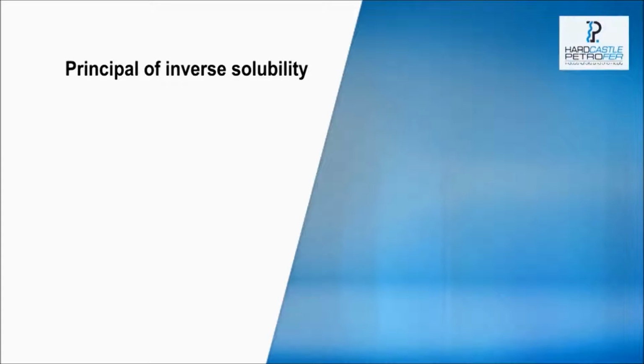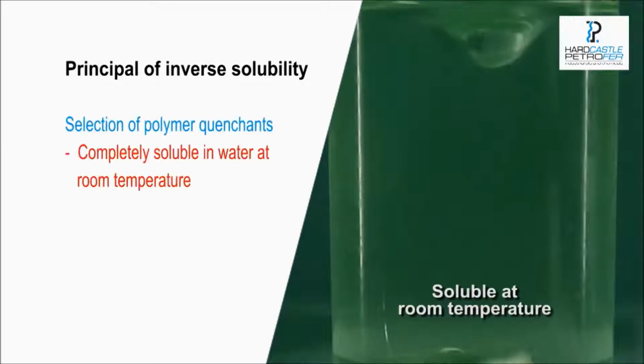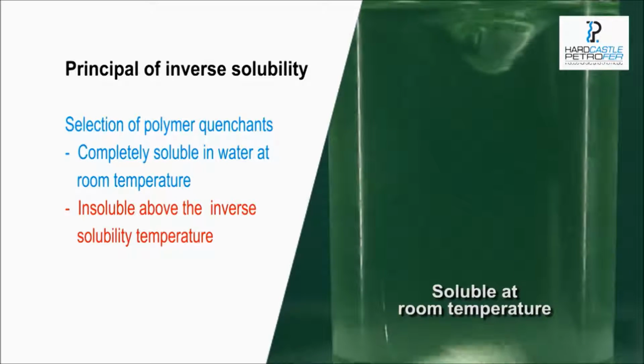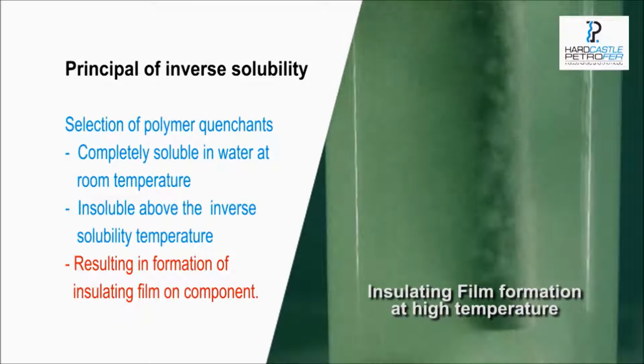Inverse solubility polymers exhibit inverse solubility in water. That is, they are soluble in water at room temperature, but insoluble above the inverse solubility temperature, normally 65 degrees Celsius to 70 degrees Celsius. These polymer solutions reduce the quenching effect of water by virtue of the polymer in solution becoming insoluble at the inverse solubility temperature during the quenching process and plating out onto the hot surface of the component.